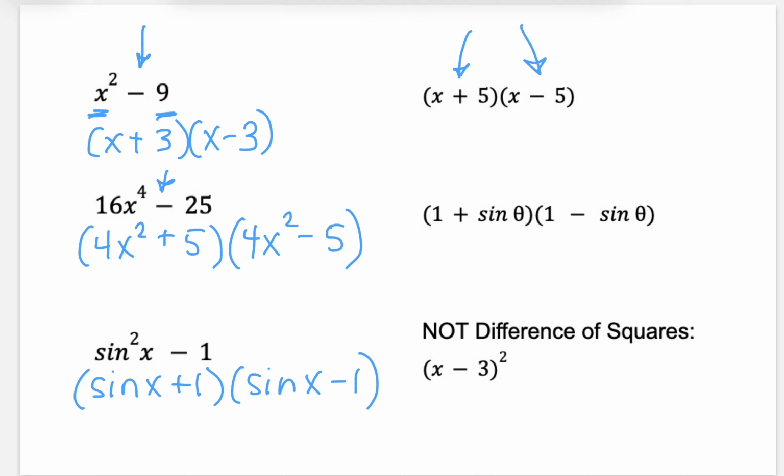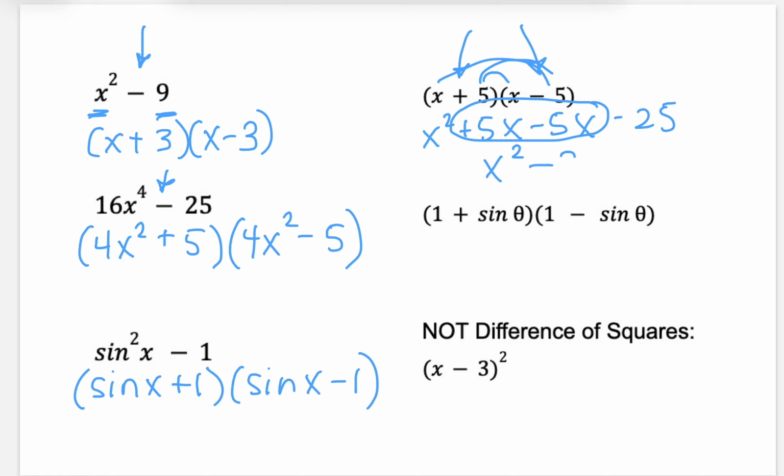And so if we were to distribute this out, we end up with x squared plus 5x minus 5x, and then minus 25. So what happens when you're multiplying out difference of squares, the middle terms, the plus 5x minus 5x, those cancel. So you're going to end up with x squared minus 25. So if you know that when you're looking for it, you can save yourself the time of having to multiply everything out, and you know that it's going to be x squared minus 25.